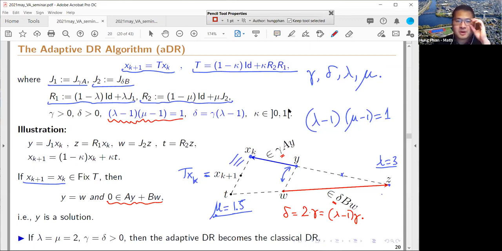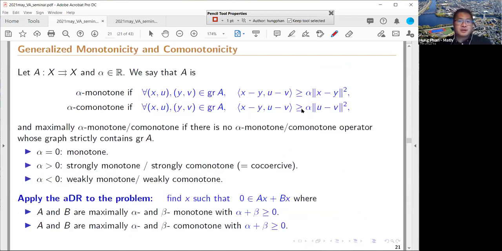All right. So where do we use the adaptive Douglas-Rachford, and can we guarantee convergence? I'm halfway, and hopefully. Okay. The adaptive Douglas-Rachford will be used in the situation where we have generalized monotonicity and or generalized comonotonicity.